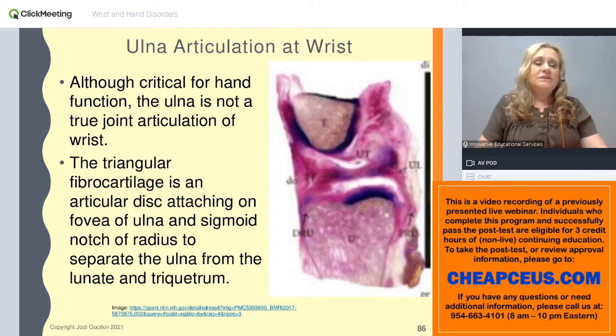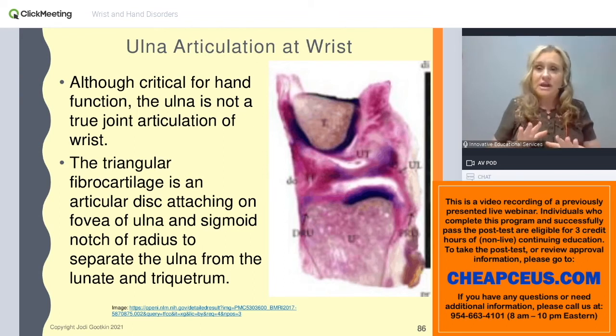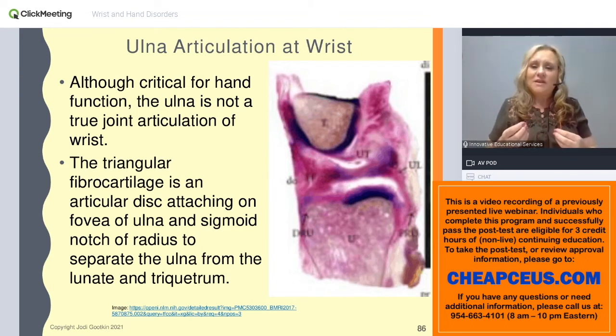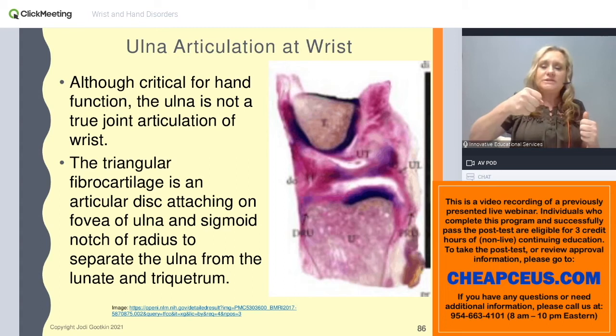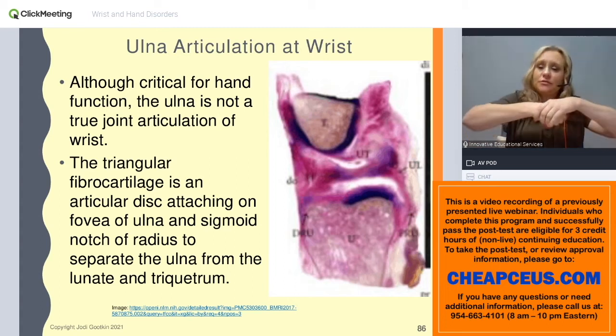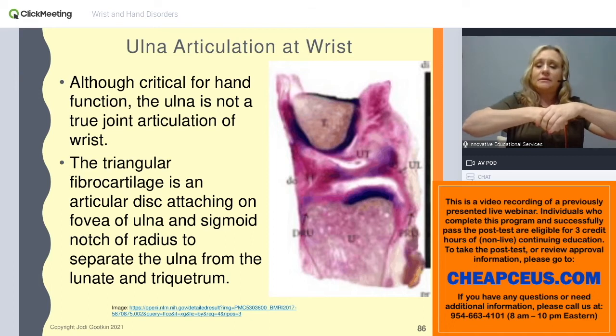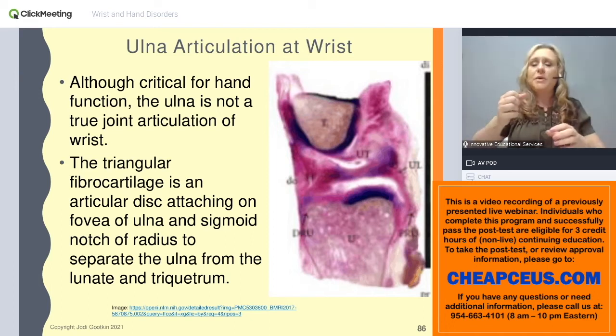In order to understand this, we need to take a little bit closer look at the ulnar articulation at the wrist. When we think of the wrist, we think of the radius articulation with the scaphoid and the lunate as really important, which it is. However, we also have that ulna. And when we're holding different loads, there's a great distraction force placed across that joint. We're putting compressive loads. There needs to be cushioning.